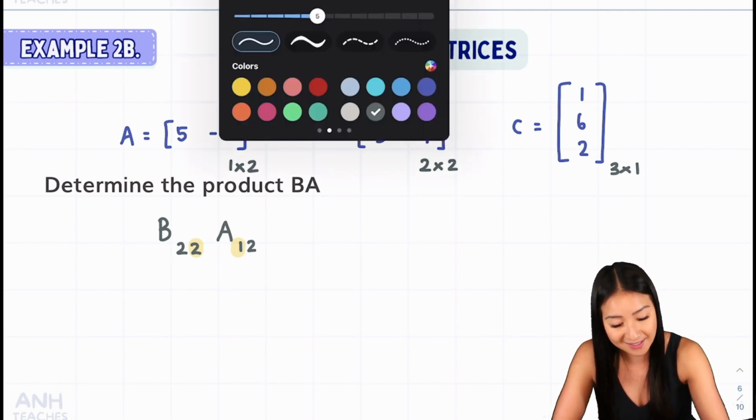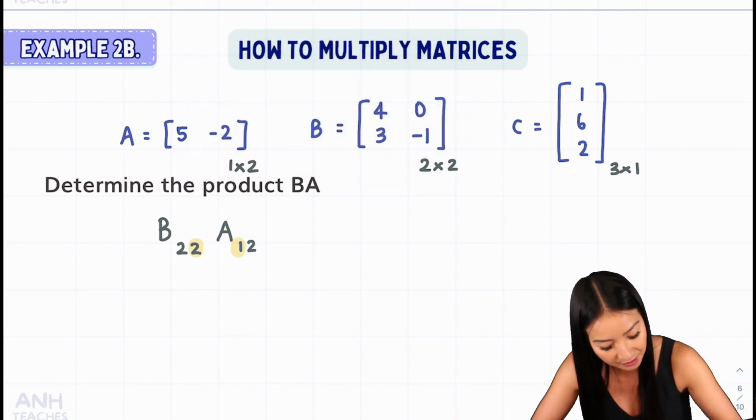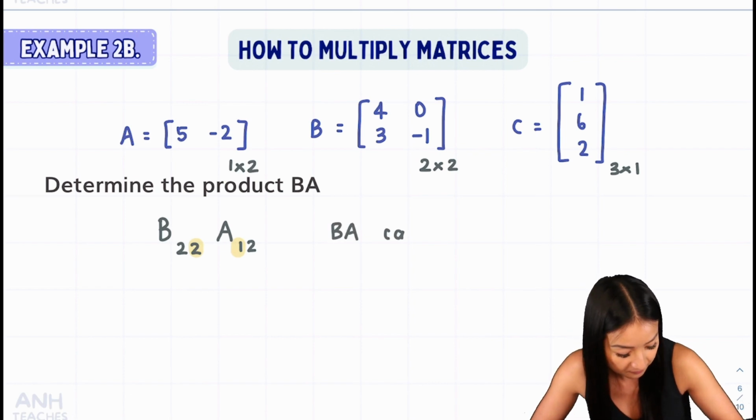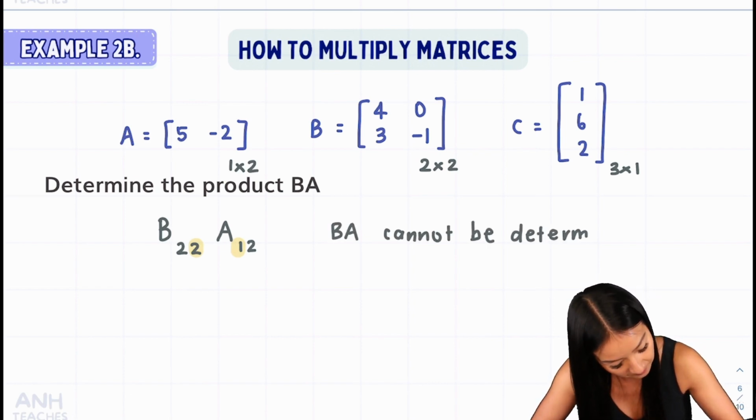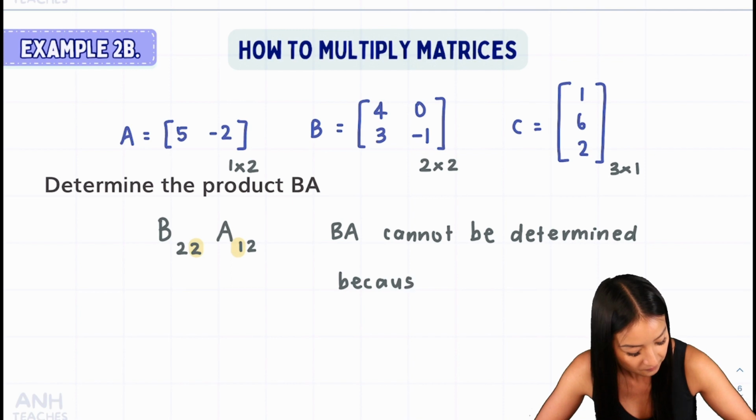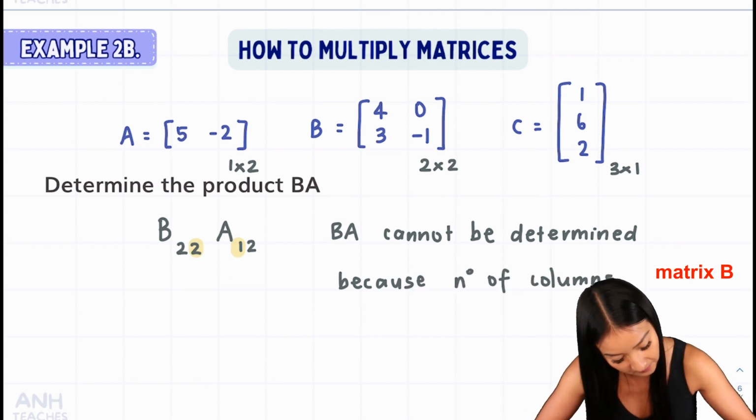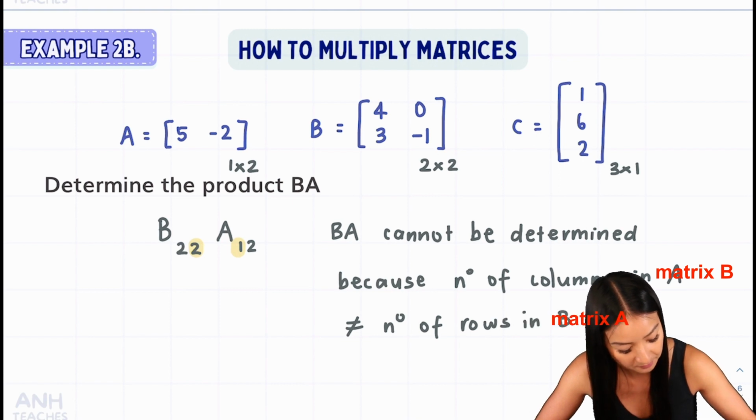We do need to write a sentence though to state this. So we can say BA cannot be determined because the number of columns in matrix B does not equal the number of rows in matrix A.